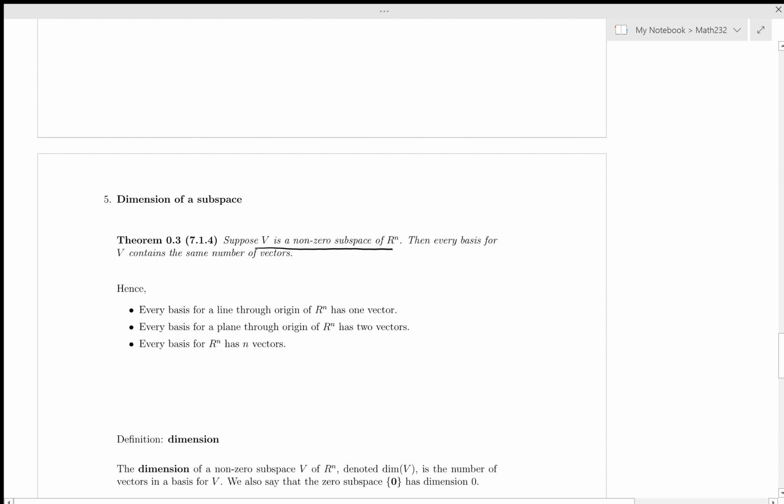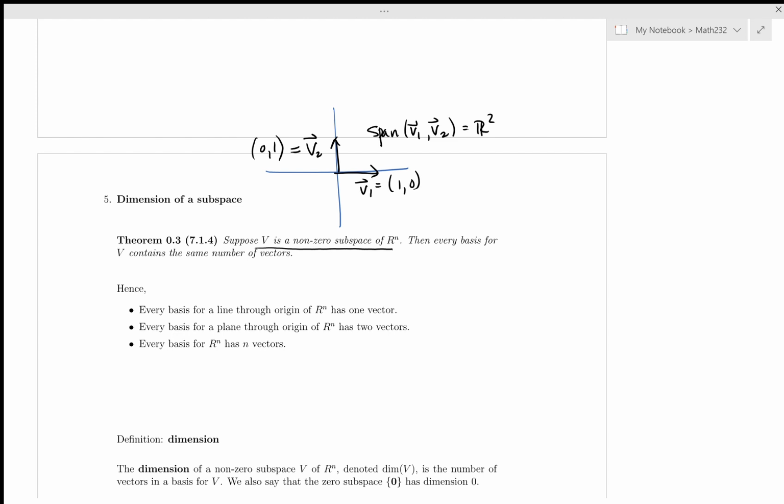Let me just draw a quick example here to illustrate that. Imagine we want to have a basis for R2. We want two vectors such that the span of those two vectors is all of R2. So I could do it like this: V1 and V2, the standard basis, with V1 equal to 1, 0 and V2 equal to 0, 1. So the span of V1 and V2 is R2. Those two vectors are linearly independent and they span R2, so V1 and V2 are a basis for R2.